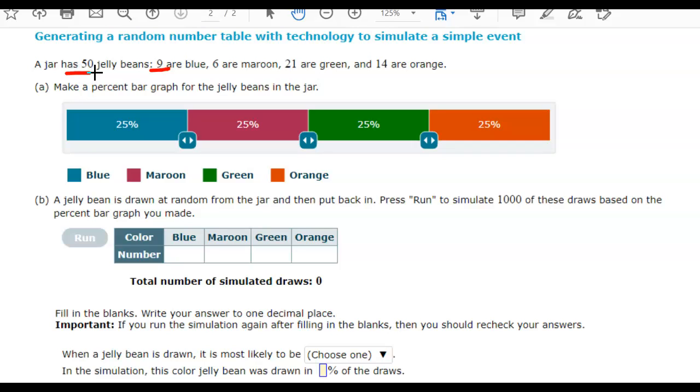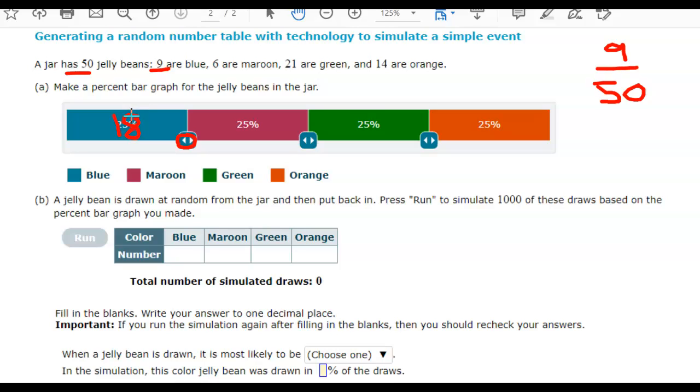So 9 out of 50 is going to give me 9 divided by 50. Okay, we'll put the 9 in the calculator first, or if you're going to write this as a fraction, just do 9 over 50. And that's going to give us 0.18 or 18%. So what we're going to want to do is take this slider here and move it until this section here is at 18%.